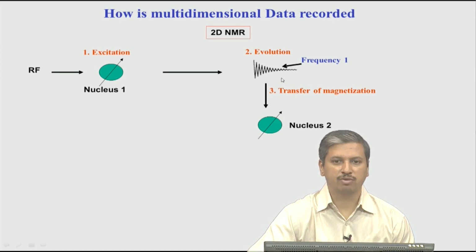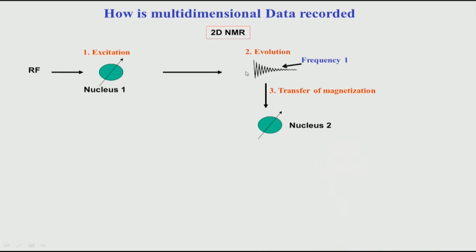So, this is one way to understand: we have a nucleus which is excited, it is now evolving or moving in chemical shift, because of which you get these oscillations, and during that process it is also relaxing, that is why it is showing a decrease. During this process, when it is moving in chemical shift as well as relaxing, it transfers the magnetization to another nucleus. And why is that so? Because it is coupled to this nucleus.